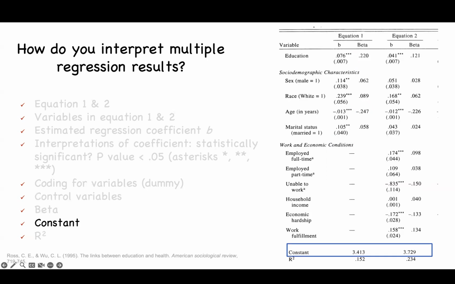Okay, the constant doesn't tell us much from the table. We just need it as a baseline in the equation. So you don't have to interpret the constant when you read academic papers.